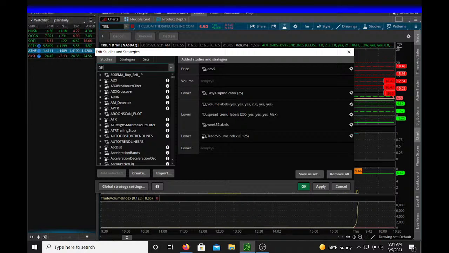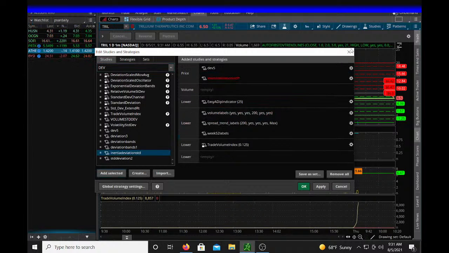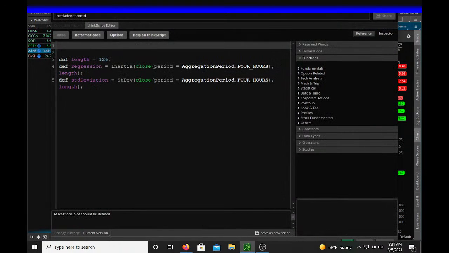Okay, let's go back into our dev, but that is where we do start to see. And those do not work. And that is because of this here, all right, 4 hour and 4 hour, and 126. You need to get the regression and standard deviation code right up here above it in order for it to work.